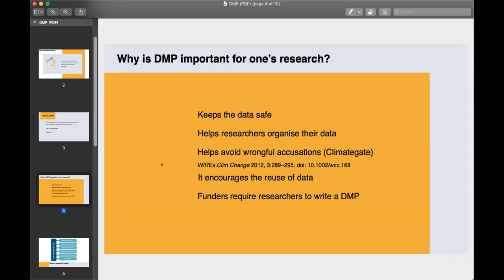Before writing a DMP, it is always a good idea to check out the DMPs that have already been approved. And you can find these DMPs in different repositories like Zenodo, Figshare. There are public DMPs in Argos. We'll talk about it later.